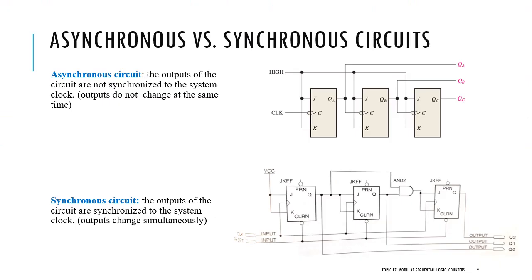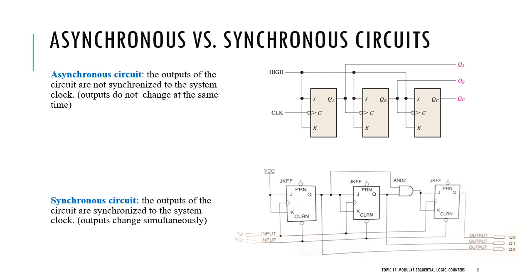Before we talk about the counters, let's first understand what is asynchronous and synchronous circuit. Both of these two terms are referring to the sequential circuit. In the asynchronous circuit, the outputs of the circuit are not synchronized to the system clock signal, which means the outputs do not change simultaneously at the same clock edge. Some outputs change first, then some other outputs may change later.